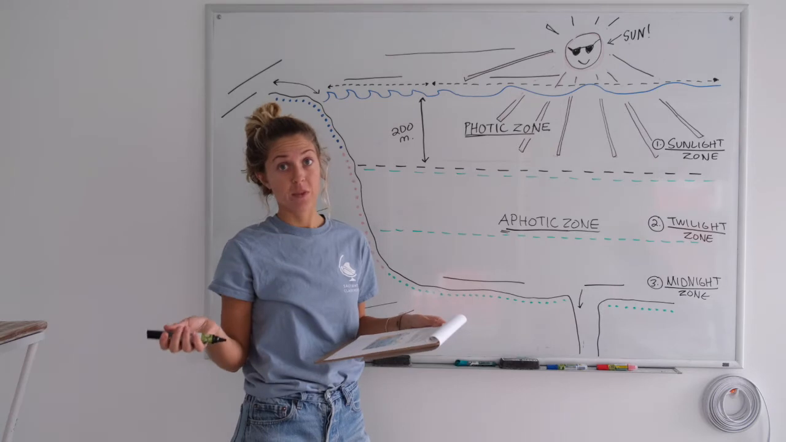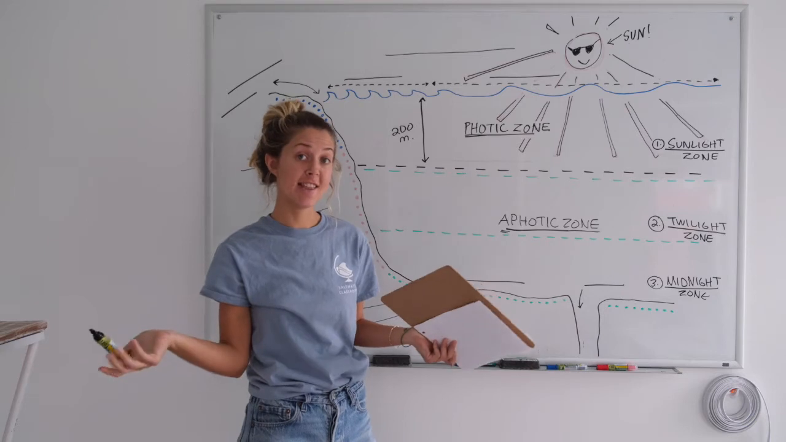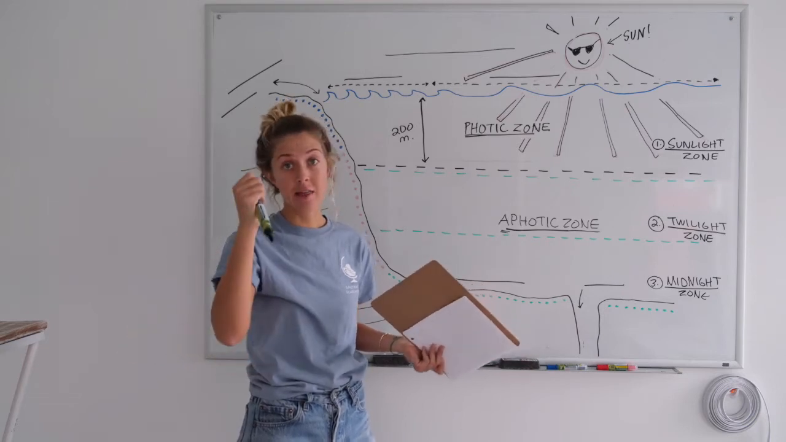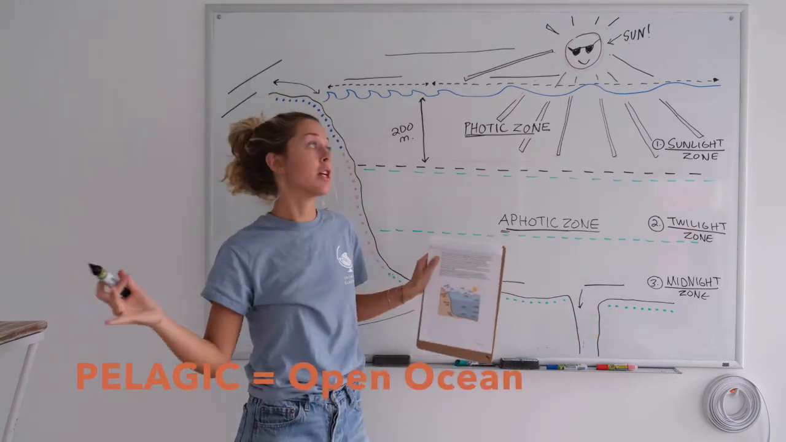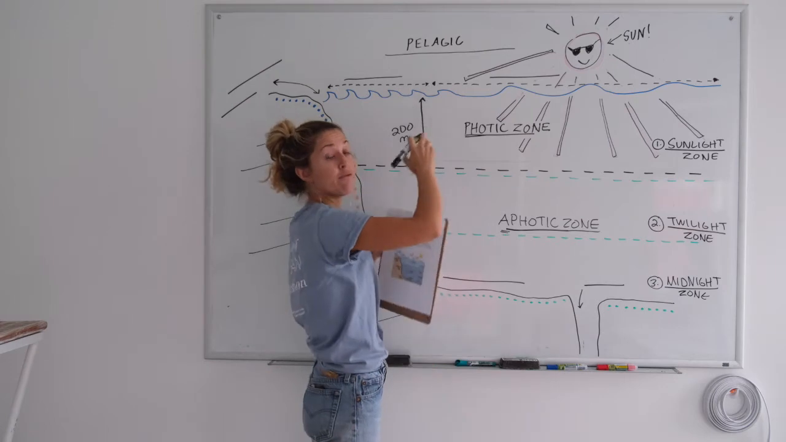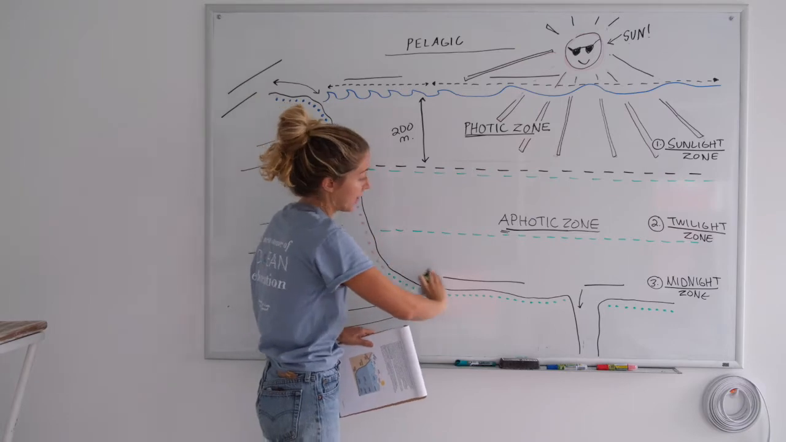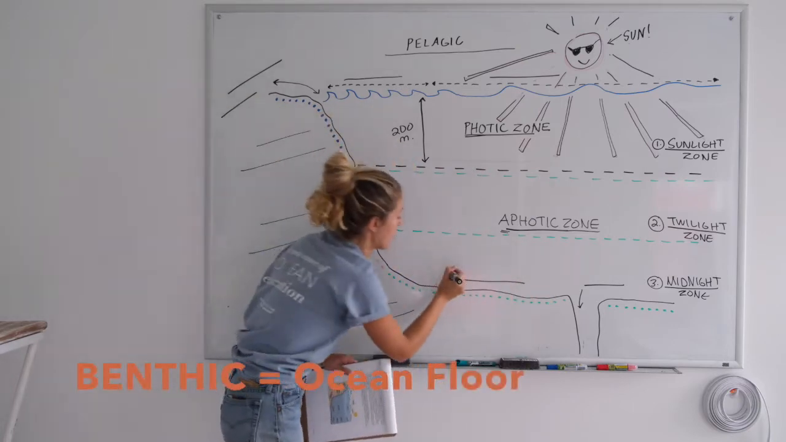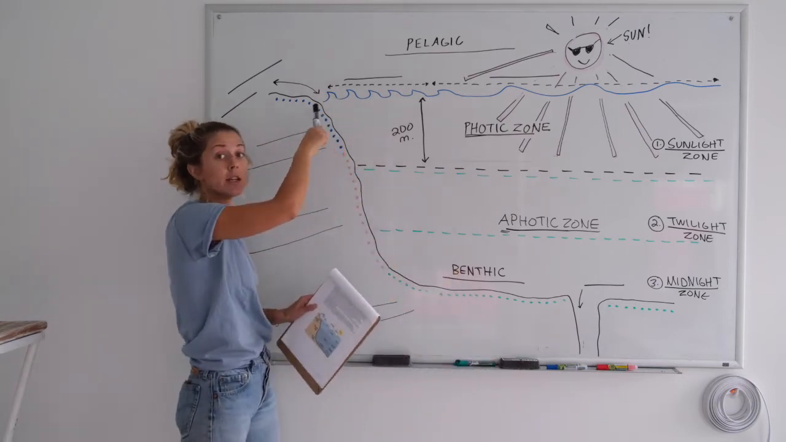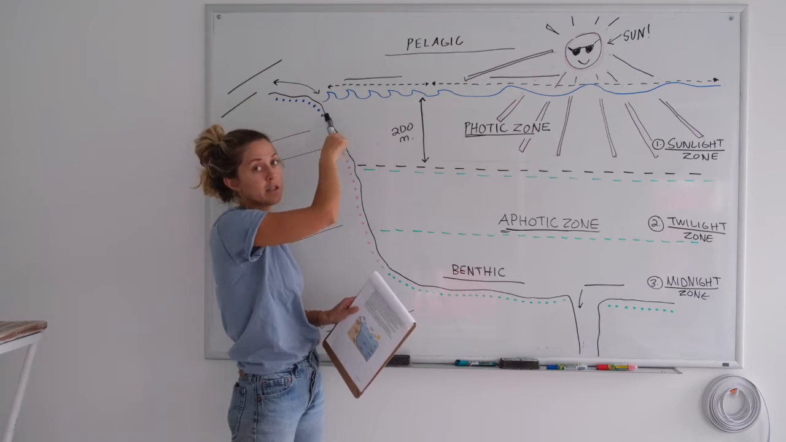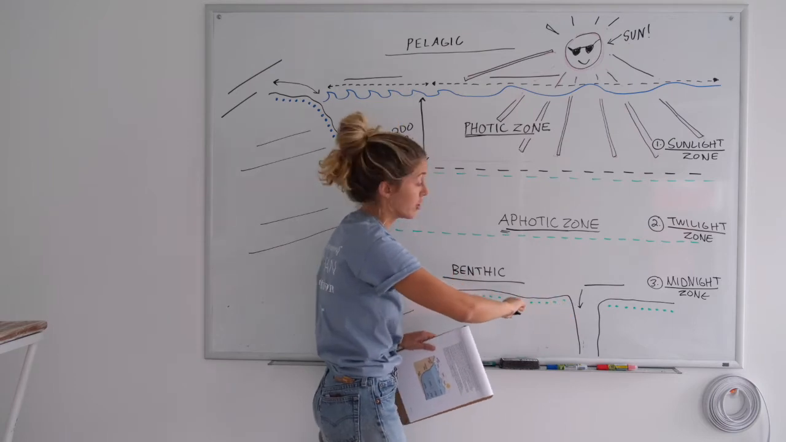After sunlight, ocean zones are characterized by the type of habitat that it is. In the ocean, habitats are either pelagic or benthic. Pelagic just means open ocean. Pelagic environments, again, refer to the open ocean. Benthic environments, on the other hand, are environments that are related to the ocean floor. Benthic environments can be near shore, like the intertidal zone or shallow reefs or something like that, but they can also be on the very deepest part of the ocean in the midnight zone.